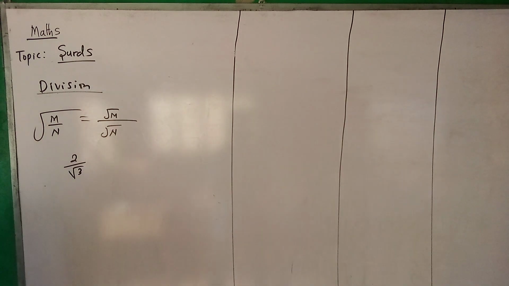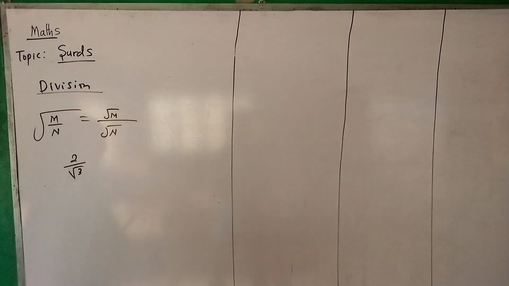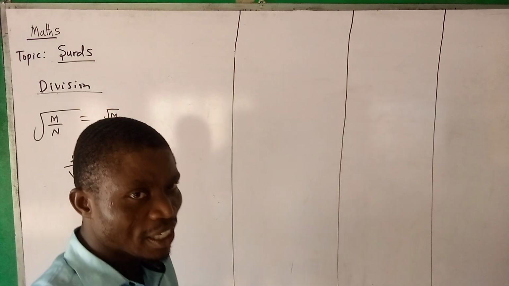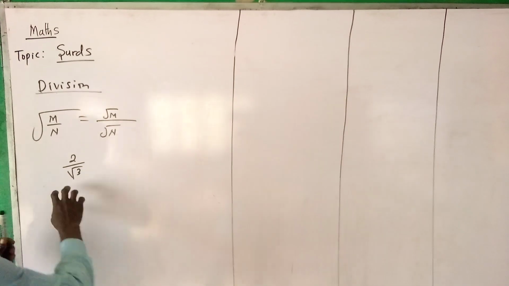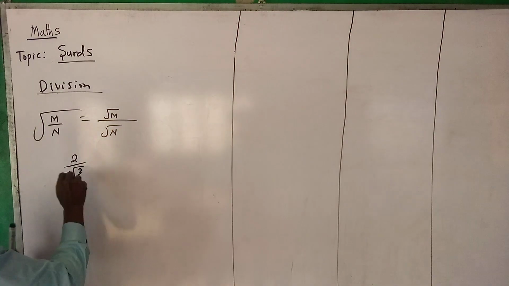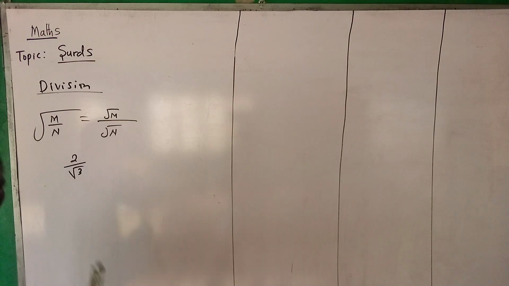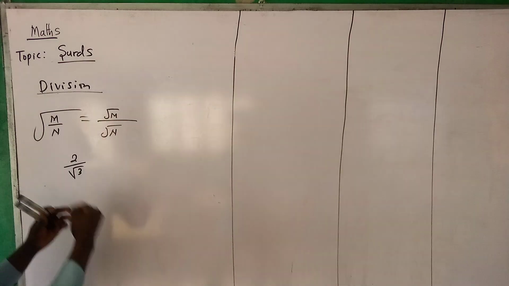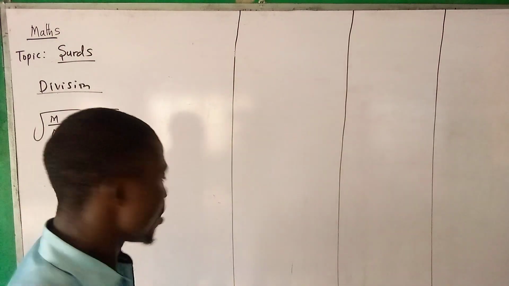Now, this is a fraction, right? And the denominator is a surd. Then you do what we call rationalization. You have to rationalize it. The essence of rationalizing this surd is so that the denominator will be a number and not a surd. So you are going to remove the surd from the denominator, and as such, if there is a need to divide, you can divide, right?